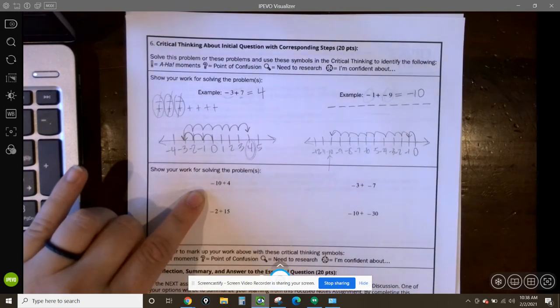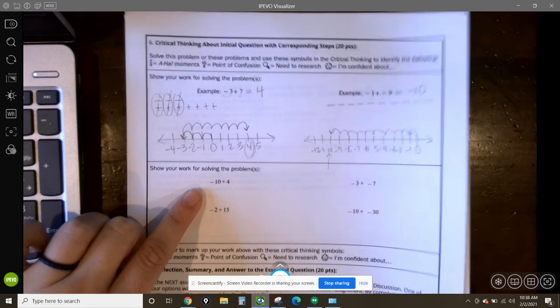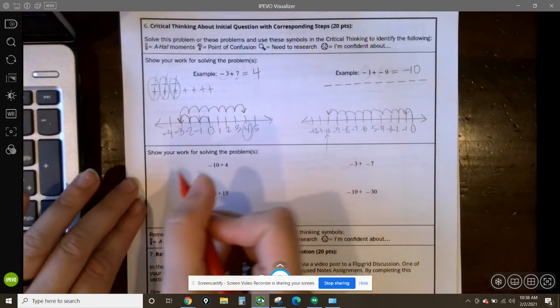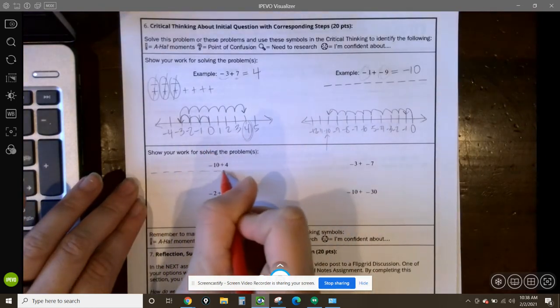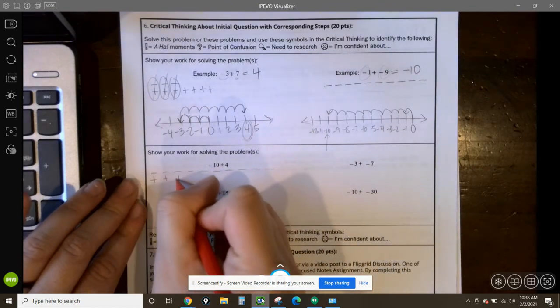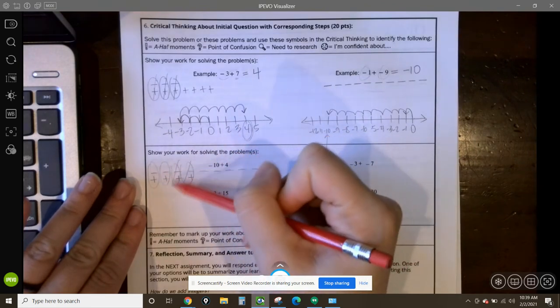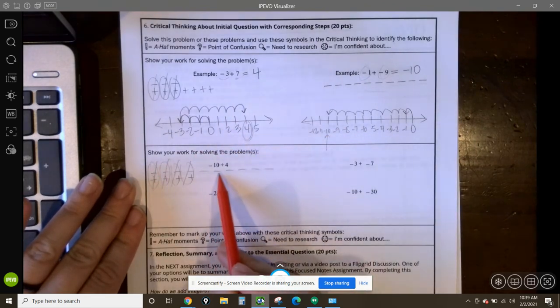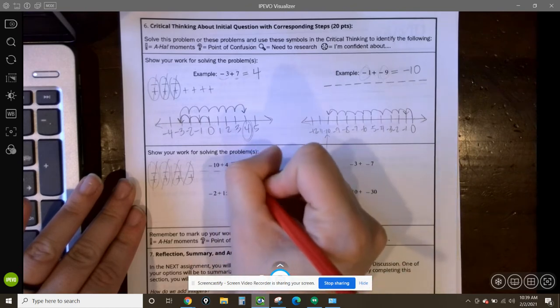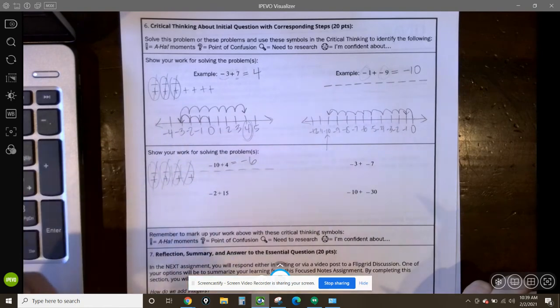-10 plus 4. For this one, I'm just going to do the visual model, but you can do whichever one you want. So -10: 1, 2, 3, 4, 5, 6, 7, 8, 9, 10. +4: 1, 2, 3, 4. So I know these are my zeros that cancel out. And I have 1, 2, 3, 4, 5, 6 negatives left. So -6 would be my answer. This is my favorite method. I think it's quick, but you can choose your own method.